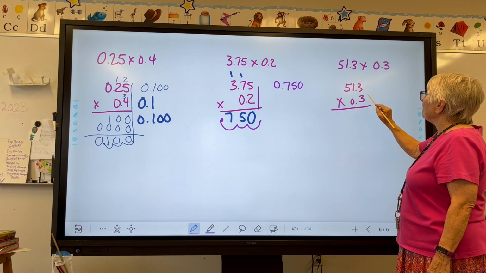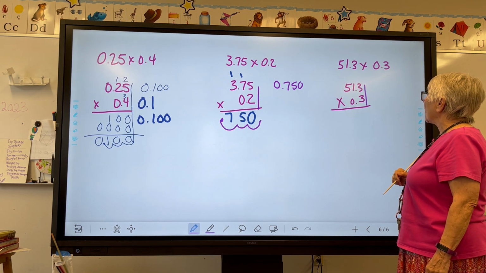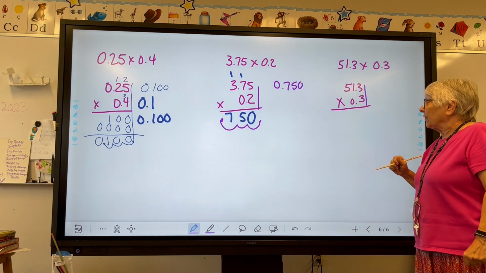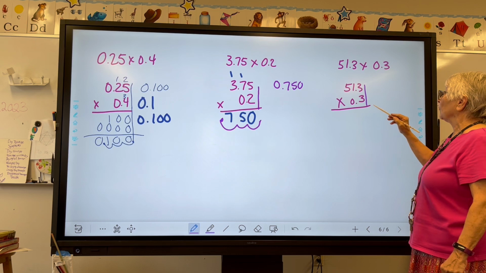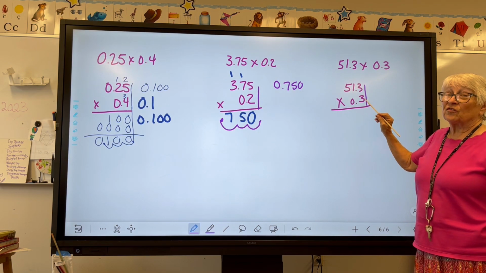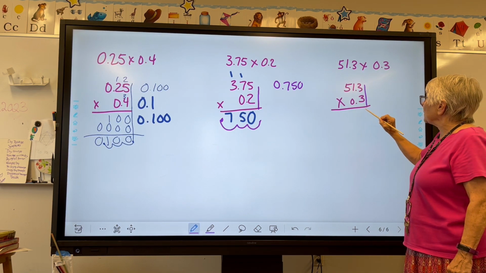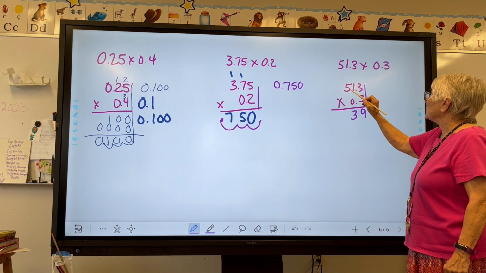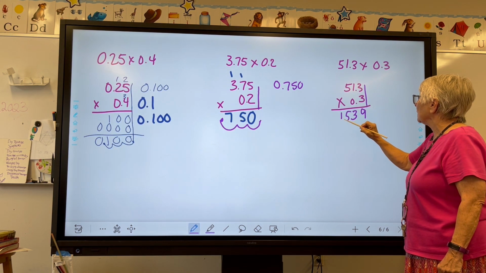0.750. Now we can leave that 0 off if we want, but it's not wrong if you write it. I've lined them up down the side here. I put the 3-digit on top because that's the way I like to do it. It's easier for me. I think it will be easier for you too. 3 times 3 is 9. 3 times 1 is 3. And 3 times 5 is 15.